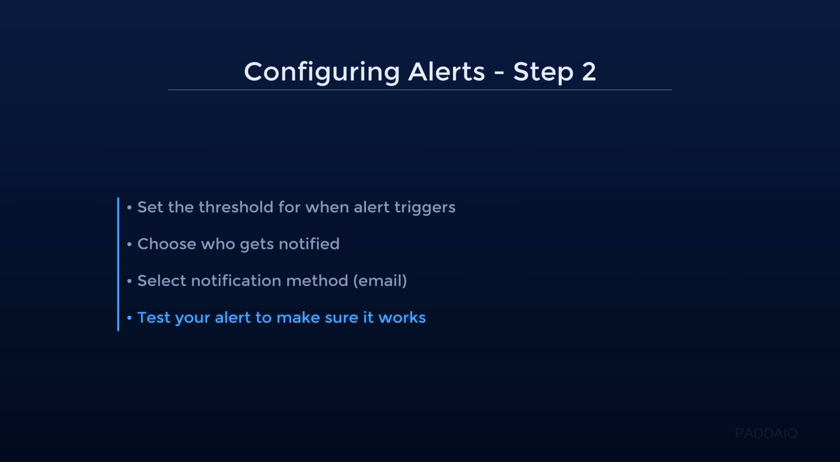Test your alert to make sure it works. This means triggering the alert conditions yourself to verify proper notification delivery. For example, if monitoring CPU usage, temporarily spike server load to confirm the alert triggers and you receive the email. This validation step ensures your monitoring is active and reliable when real issues occur.